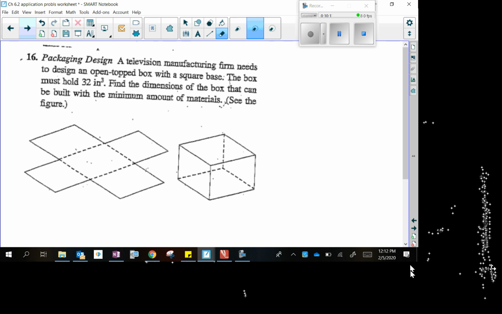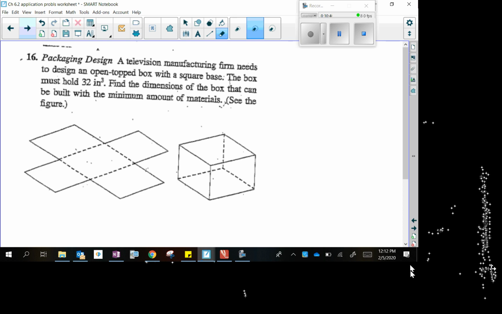So 16 is packaging design. I'm going to skip 13. That's going to be part of your homework, okay? So 16: a television manufacturing firm needs to design an open-topped box with a square base. The box must hold 32 cubic inches. Find the dimensions of the box that can be built with the minimum amount of materials.